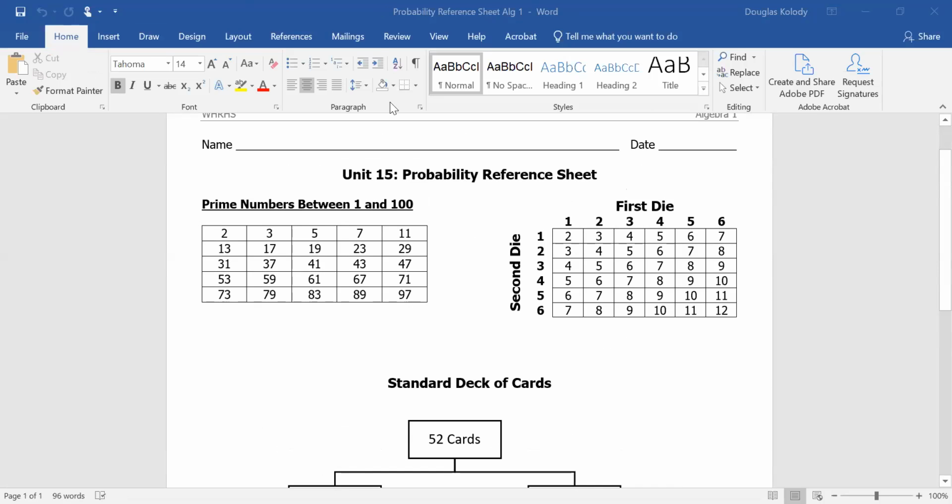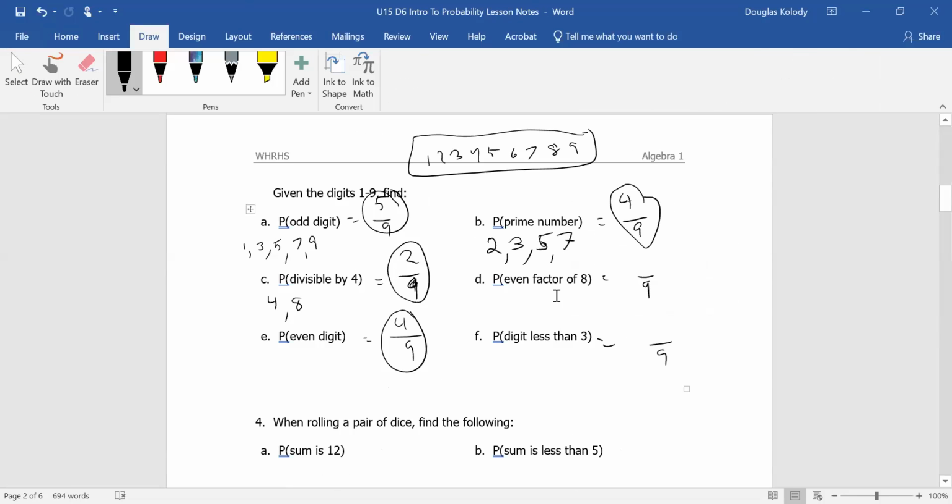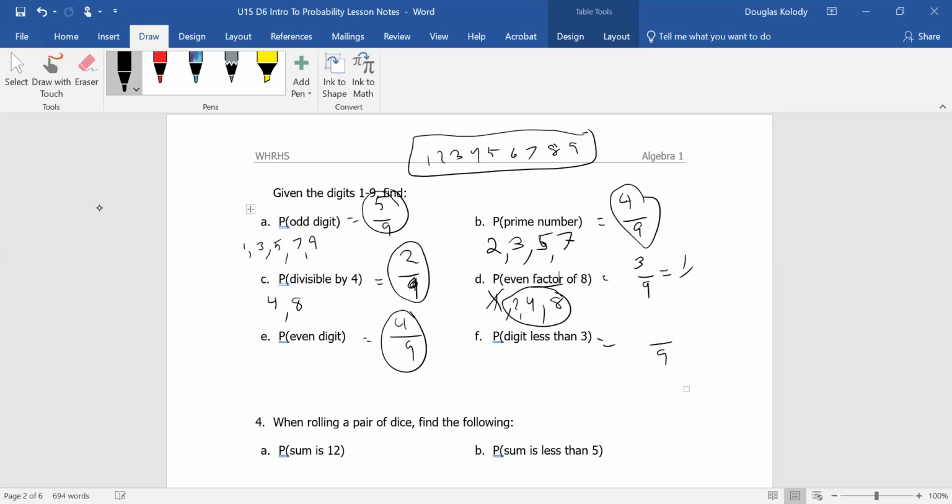Okay, an even factor of 8. Factor, what is a factor again? A factor is a number that multiplies to give you that answer. So I know that 1 times 8 equals 8, and I know that 2 times 4 gives you 8. All right, so these are all factors of 8 and even factors of 8. So that means 1, you're out of here. So that means just 3 numbers remain. Mr. Cody, do we need to reduce? Yes, reduce. 1/3 is my reduced answer.